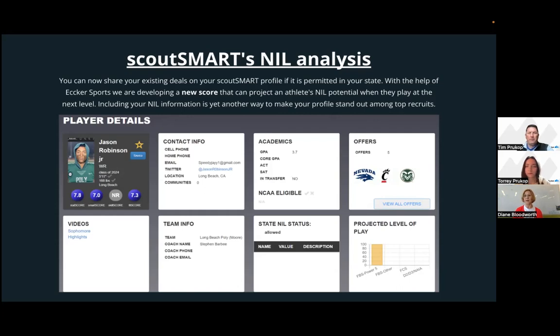We are also working on an additional score, which would be your potential NIL value. And we would look at things such as your level of play, your position, your social media, to come up with that score.